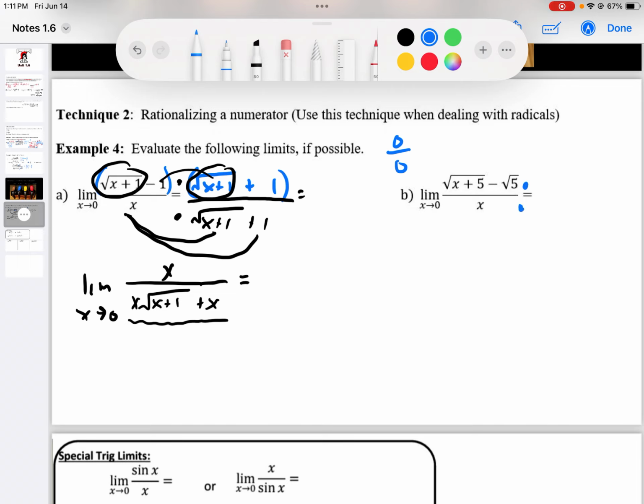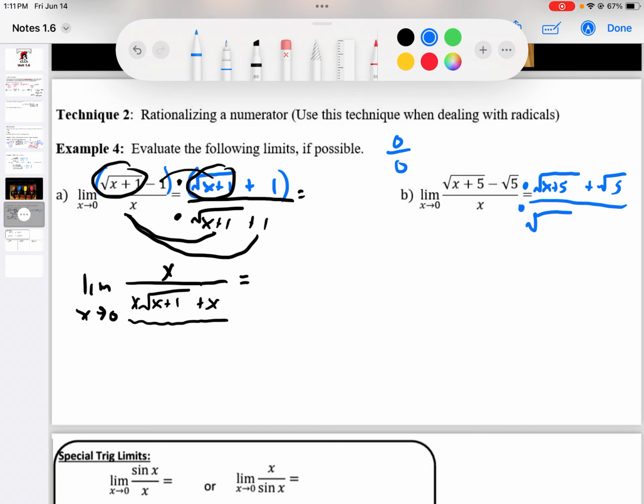All right, so we need to clean this up. We're going to multiply by some kind of clever one, which is going to be the conjugate. So x plus 5 plus square root 5. So it's whatever this is, but flip that sign. So if it had started out positive, the conjugate would be the same thing, but negative. All right, so we'll multiply this out.